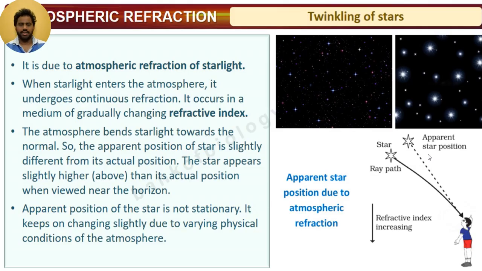The star appears slightly higher than its actual position when viewed near the horizon. The apparent position of the star is not stationary. It keeps on changing slightly due to varying physical conditions of the atmosphere. I hope this effect, the twinkling of stars, is clear for the students.